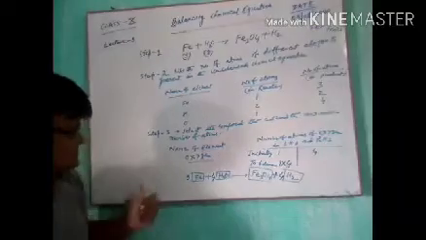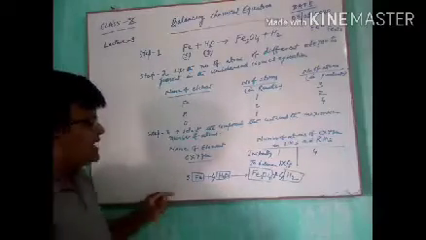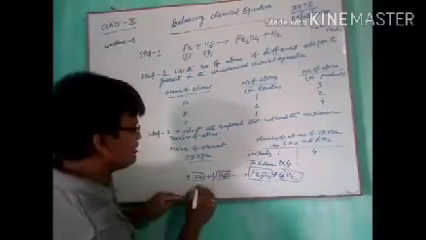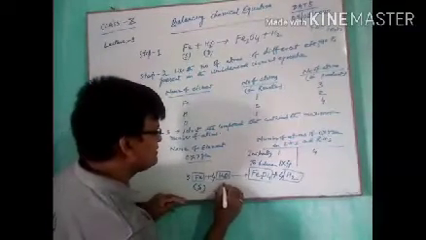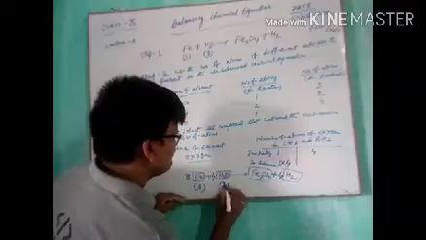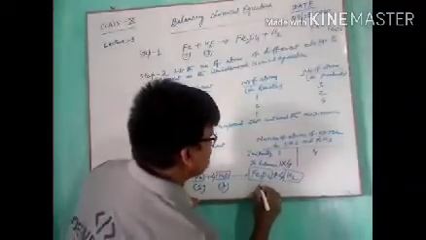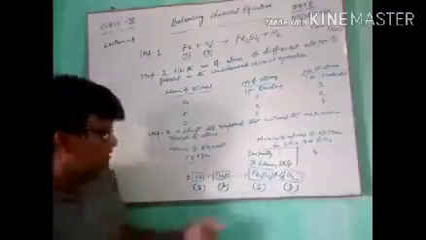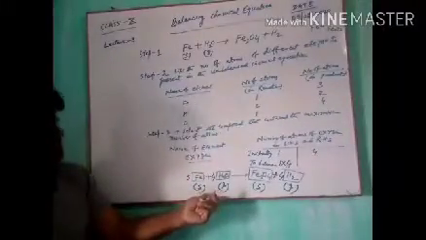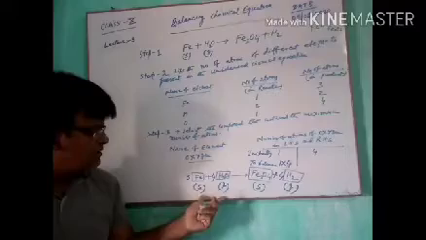In the last step, we write the physical states of the chemical substances present in the chemical reaction. These are the various steps for balancing the chemical equation.